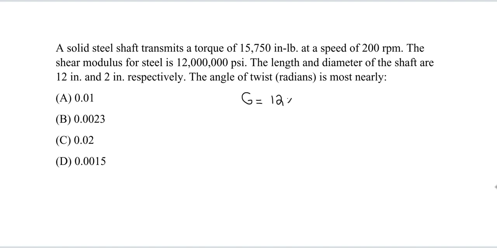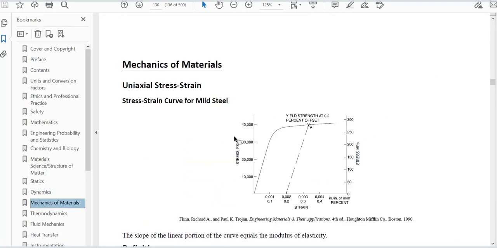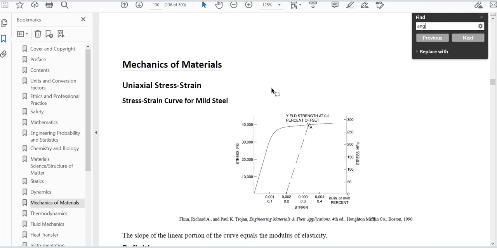So it's 12 times 10 to the 6 psi. The length and the diameter of the shaft are 12 inches and 2 inches respectively, and the angle of twist is most nearly what? So what we want to find is the angle of twist. So we can begin by quickly referring to the FE handbook, and I'll go to the mechanics and materials section. Let's control F. Let's do angle.